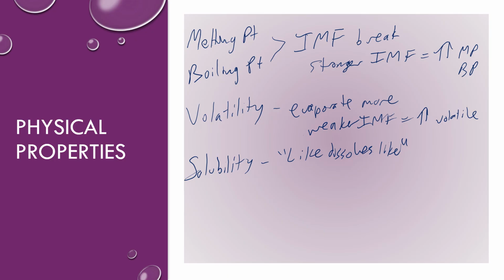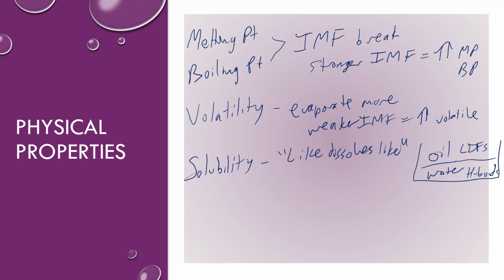But if you have something that forms London dispersion forces and something that forms hydrogen bonds, the substance that only forms dispersion forces can't break apart the hydrogen bonding to mix. So that's where you have things like oil and water forming layers, because water forms those hydrogen bonds, whereas the oil is nonpolar and only forms the London dispersion forces. And the dispersion forces are not strong enough to break apart the water molecules in order to mix. So that's why it does not mix.